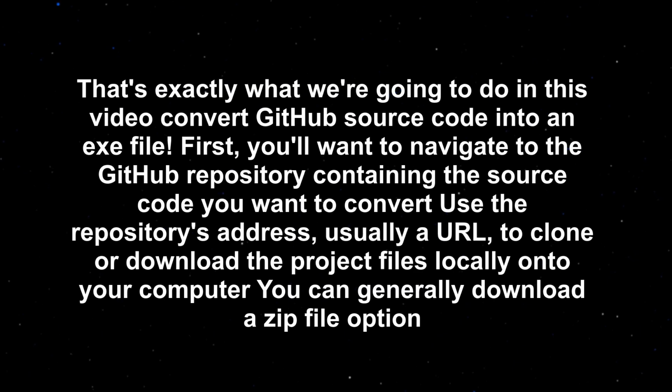First, you'll want to navigate to the GitHub repository containing the source code you want to convert. Use the repository's address, usually a URL, to clone or download the project files locally onto your computer. You can generally download a zip file option.